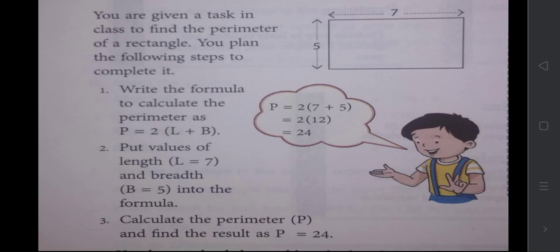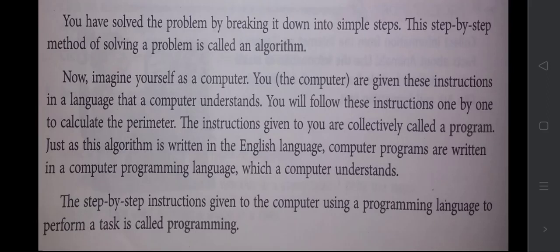So first we have to write the formula. Then second we have to put the values into the length and breadth. Then calculate the perimeter. So these are the three steps involved: writing the formula, then putting the values, then calculation. The same way the program also acts.